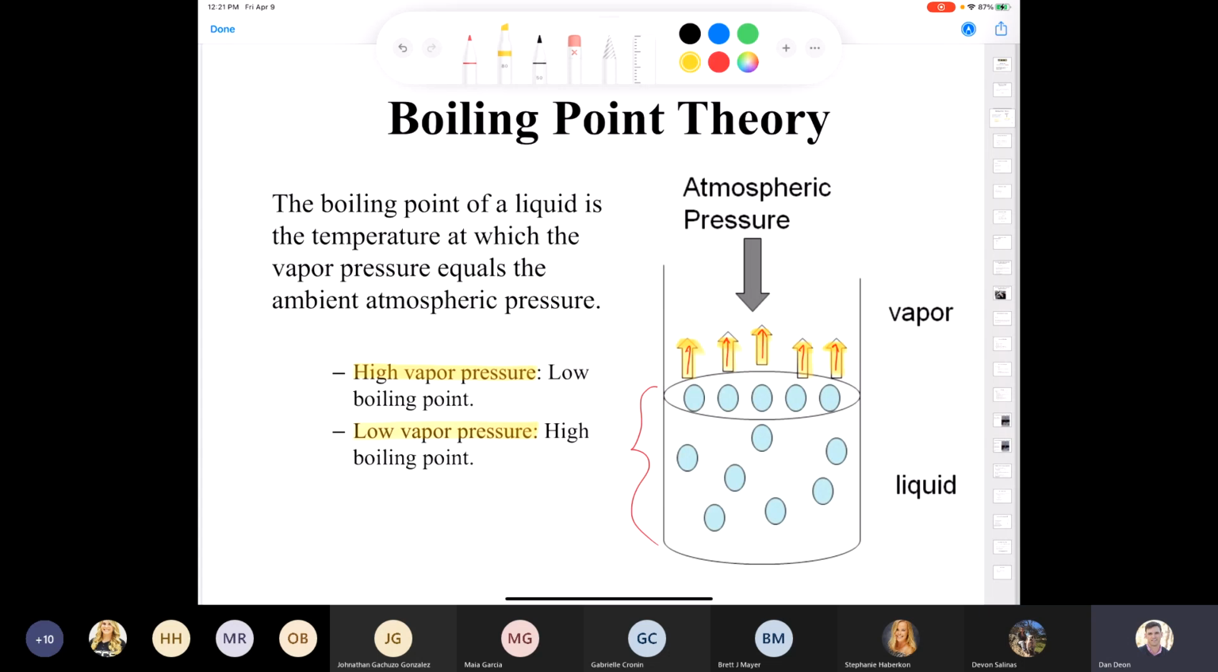Again, and I'm repeating myself here, but we're going from a liquid to a gas, right? From the liquid phase to the gaseous phase. And we need to apply enough energy to enable the molecules in the liquid phase to overcome their intermolecular forces to gain a pressure that is equal to atmospheric pressure. And that's what a boiling point is.